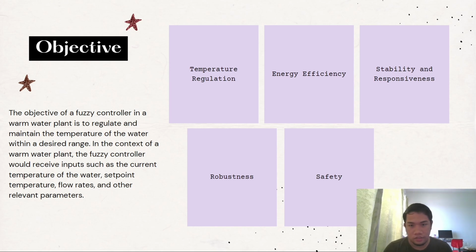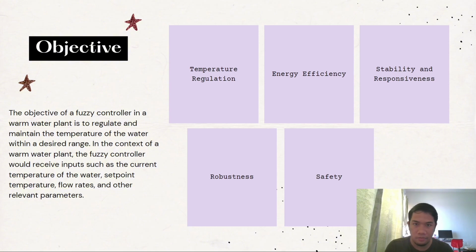Another objective is energy efficiency. It is to achieve temperature regulation while optimizing energy consumption. The fuzzy controller can adjust the operation of heating or cooling elements in the plant to minimize energy usage while still maintaining the desired temperature.